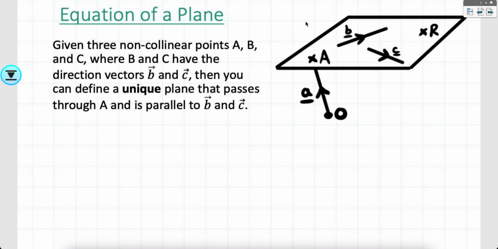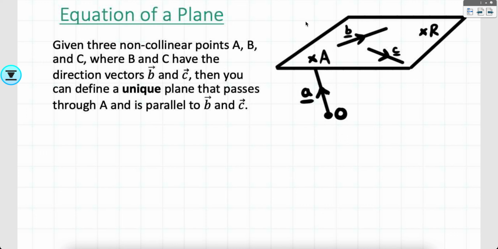Now there are different ways to represent it and different initial types of information that you'll be given. So I will deal with every case and every type of example, and hopefully that will cover all the bases for the equation of a plane.